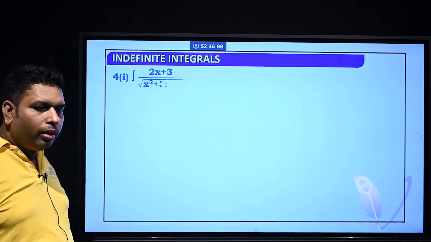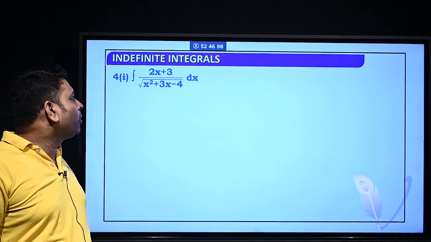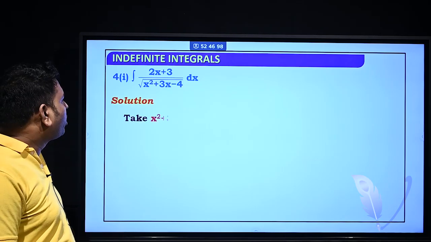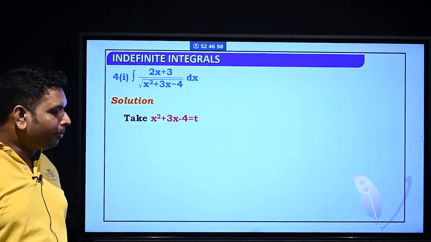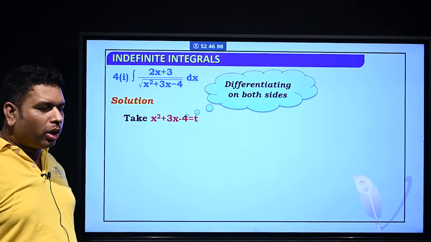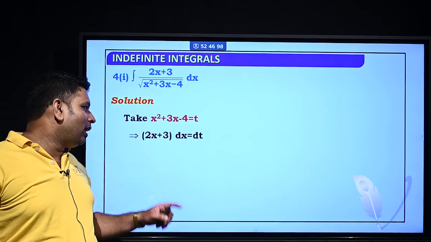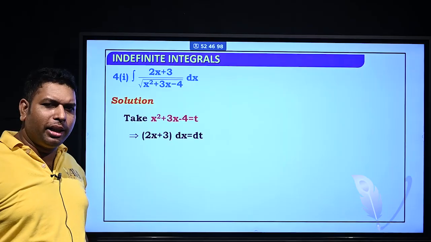Okay. Now question number 4, first bit: the integration of (2x plus 3) by root of (x square plus 3x minus 4) dx. Solution: put x square plus 3x minus 4 equal to t. Differentiate both sides. d by dx of x square is 2x, d by dx of 3x is 3. So (2x plus 3) dx equal to dt.